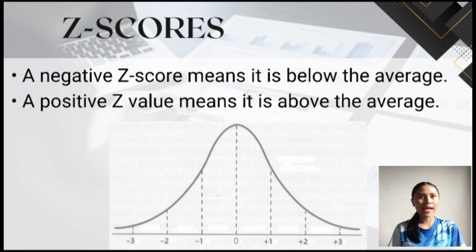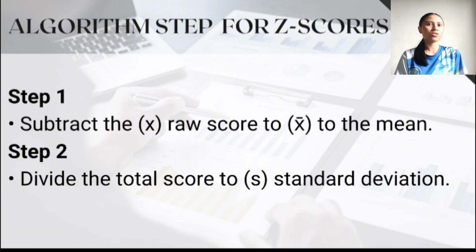So, we have an example of a normal curve. The mean here is 0. If we get a z-score below the mean, it means it is negative, and likewise, if we get a positive z-score, it means it is above the mean. Now, let's move on to the algorithm steps for z-score. This is how we get the z-score. First, we subtract the mean from the raw score x, then divide the result by the standard deviation.